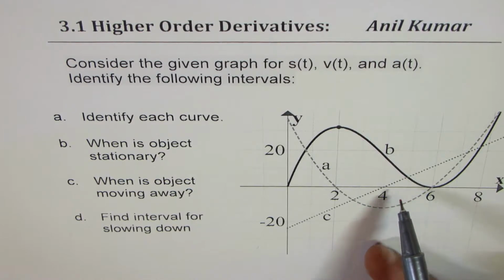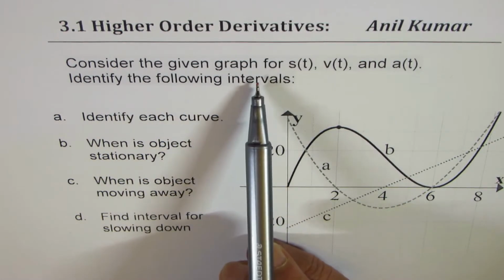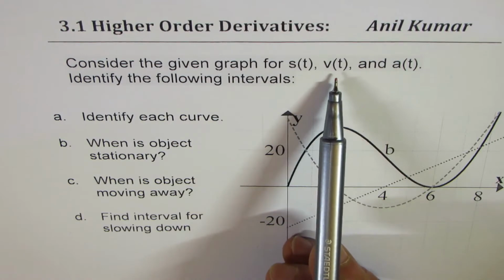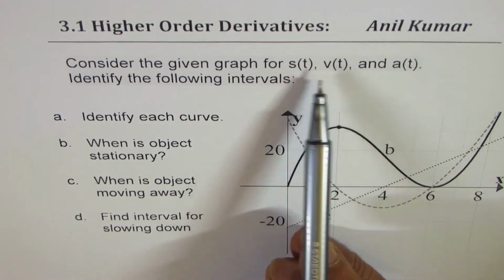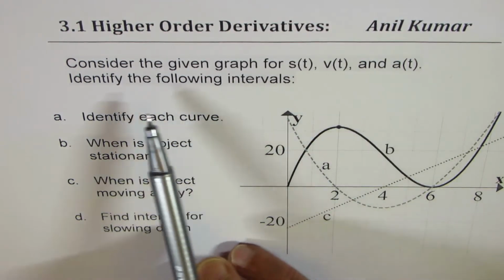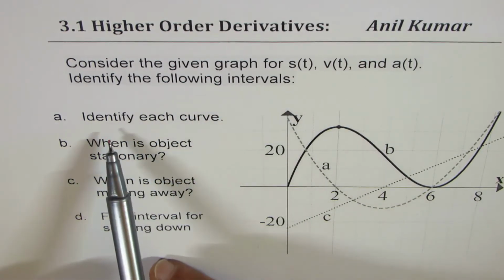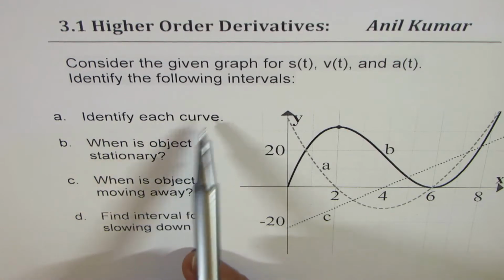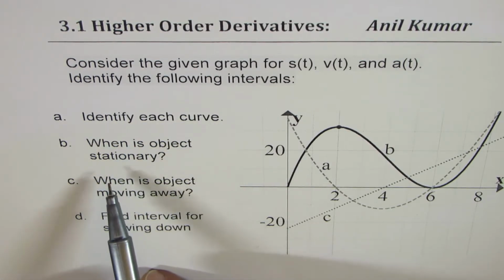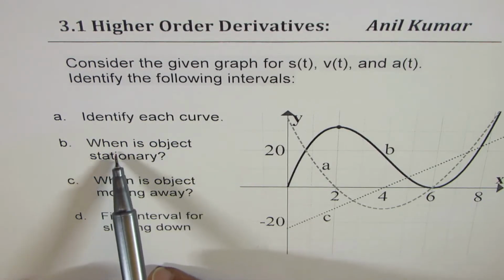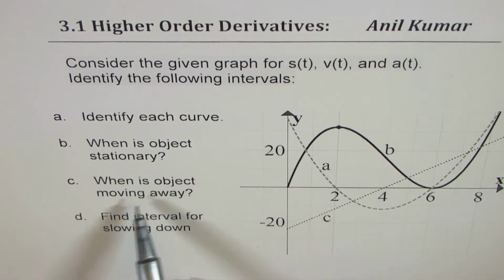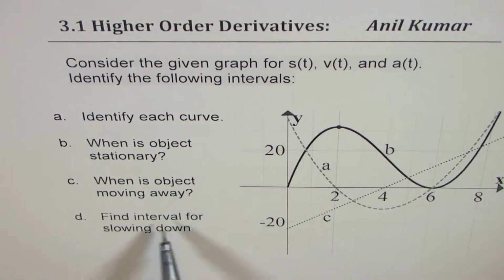The question for you now is, consider the given graphs for s of t, v of t, and a of t. That means displacement, velocity, and acceleration. Identify the following intervals. But before that, we have to identify each curve and then answer these questions. When is the object stationary? When is the object moving away? Find the interval for slowing down. Okay, so let's begin from here and then we'll get back to the main question.